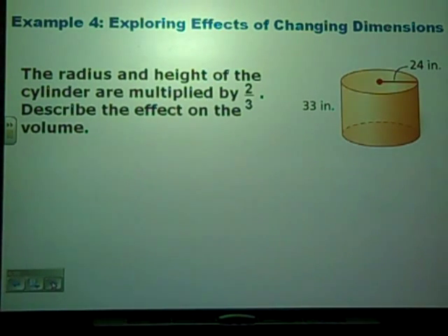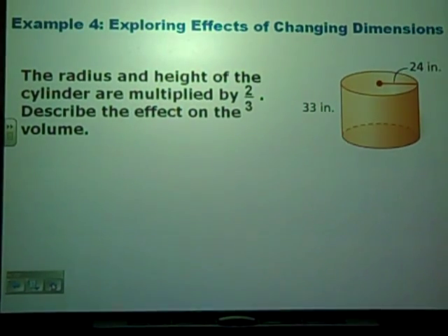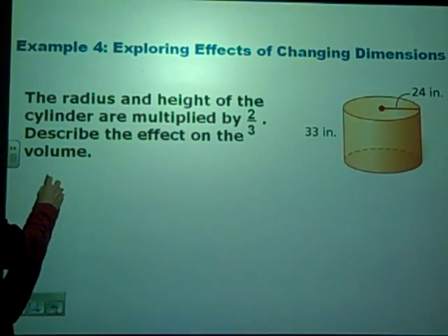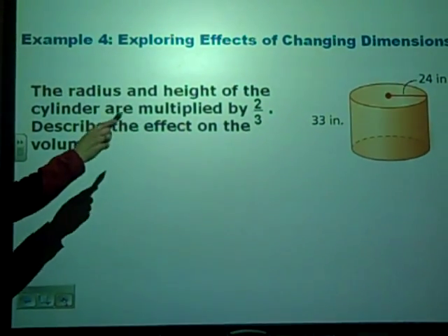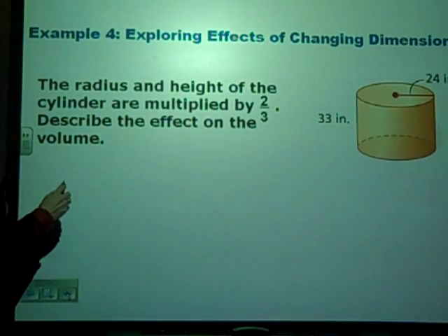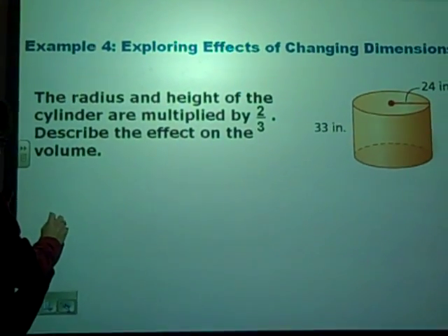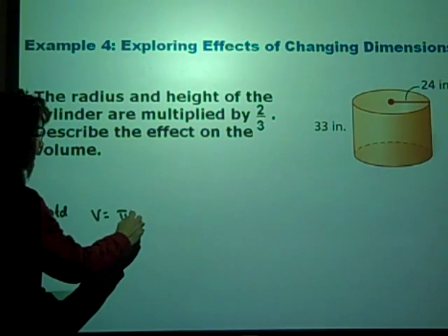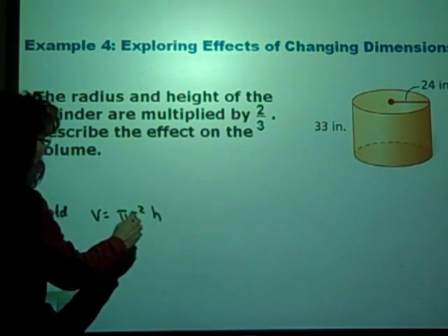Now what about when you change dimensions? We know that if you're looking at surface area and you have a scale factor, the change in surface area would be that scale factor squared, because surface area is square units. Well, with volume, if you think about your volume formula, new over old, let's say we're going to multiply the radius and the height by 2/3. Our old formula would be volume equals pi times the radius squared times the height.